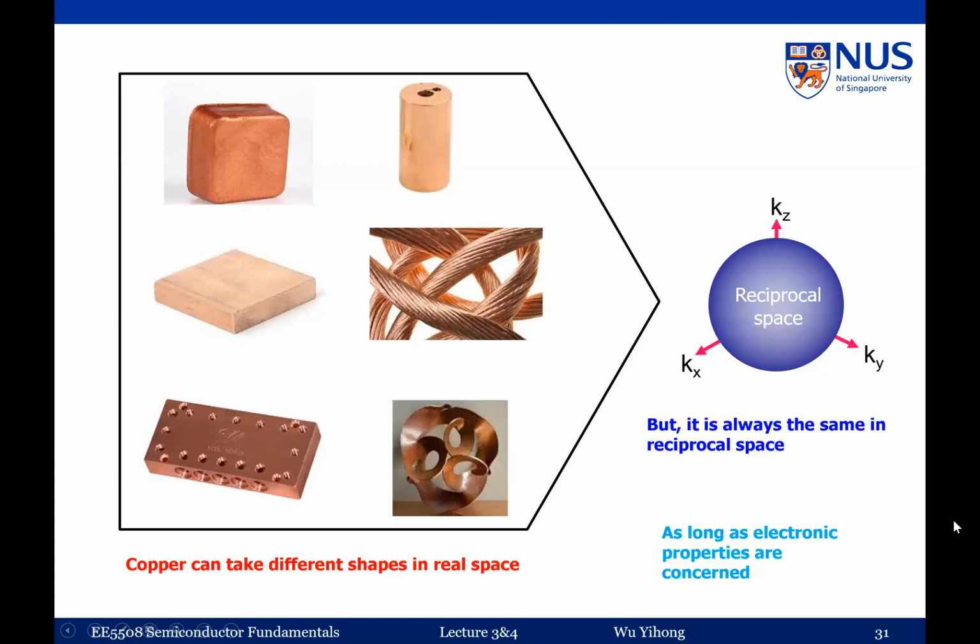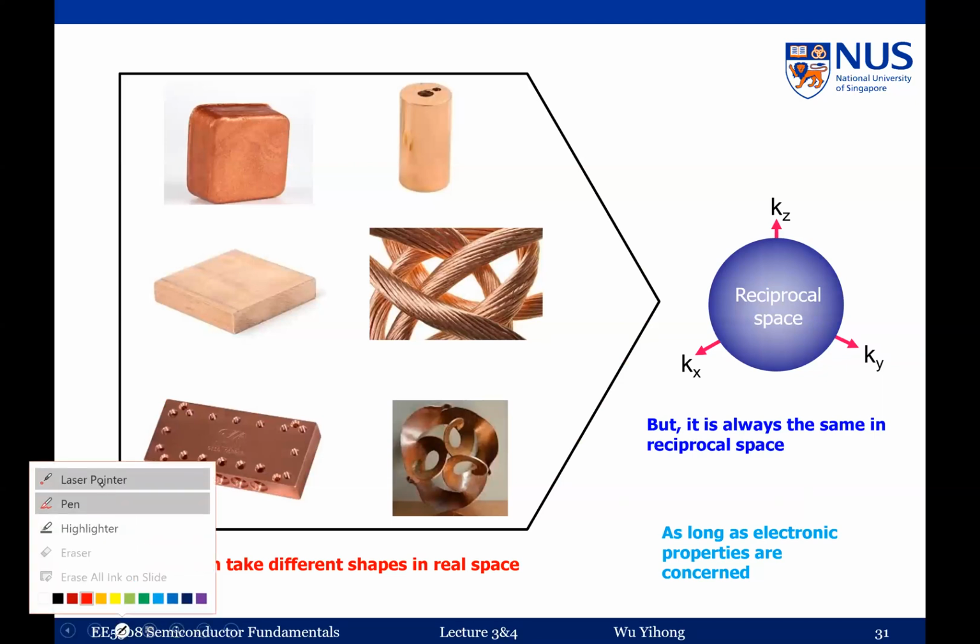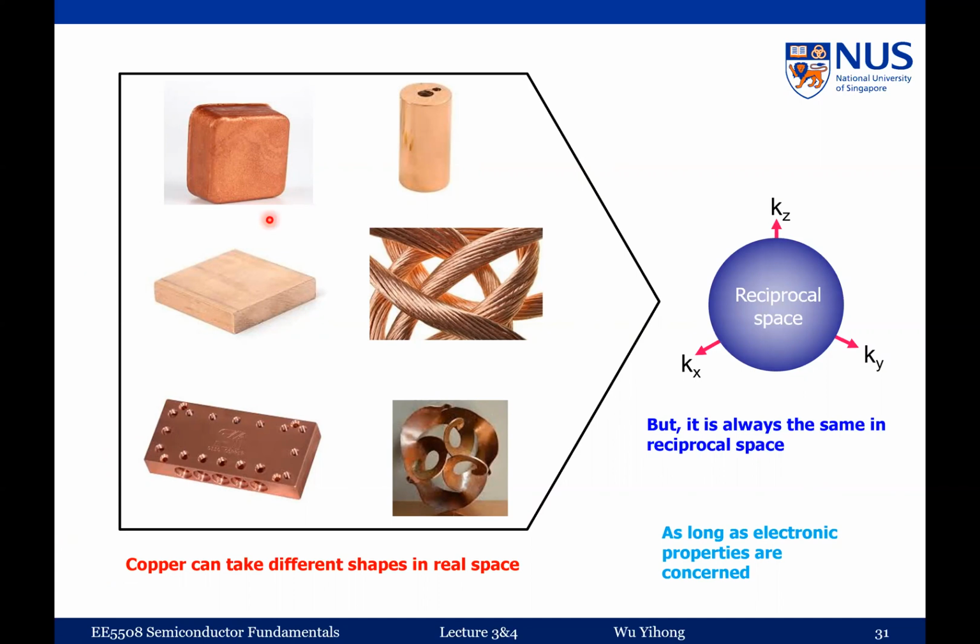In real space, your metal can have all these different shapes, but in reciprocal space it's exactly the same for the same type of material. For example, if this is copper, whatever shape you have in real space, in reciprocal space you only have this spherical shape. The electrons start to fill up these states at the lowest energy first, and eventually end up with the energy we call the Fermi energy. Because you use up all the electrons, you just stop here.